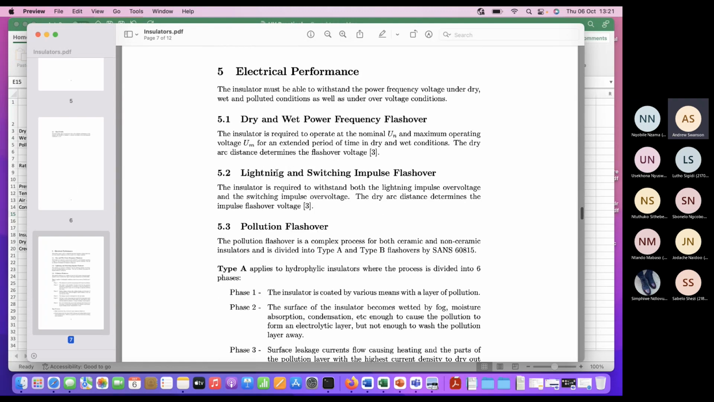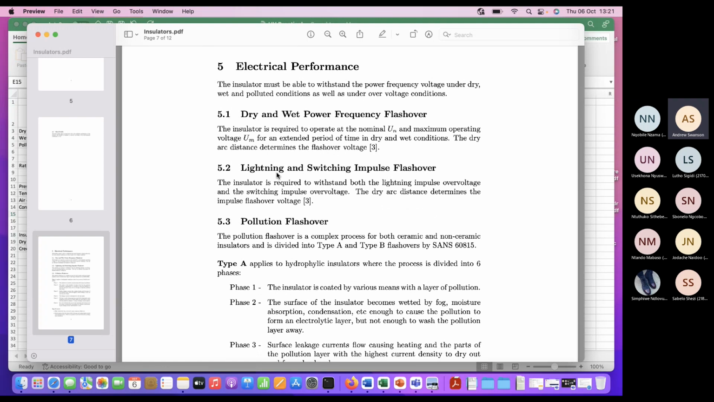Kind of want to get to the electrical performance. So what we looked at in the electrical performance was the dry and wet power frequency flashover. We only did it once for each insulator type, otherwise we would have been there for quite a while. And hopefully you noticed that the dry out distance was what determined the flashover voltage. Right, lightning and switching impulse flashover is not something we did in the practical. A lot of people confused power frequency with impulse flashover. You need to get that right.